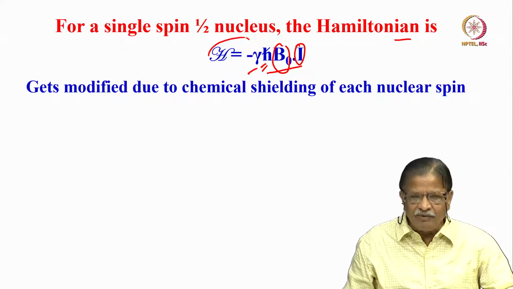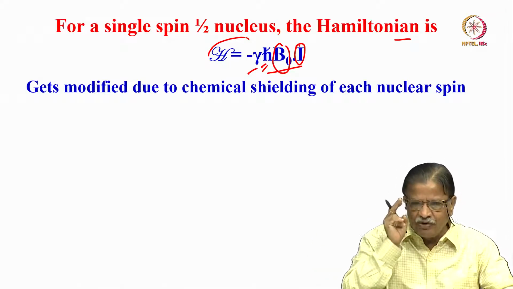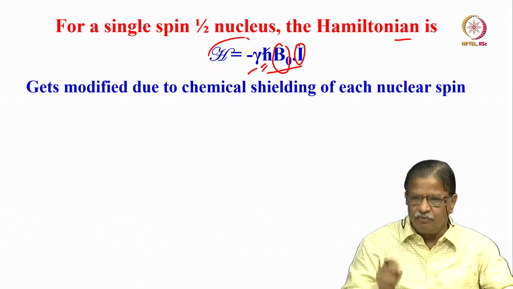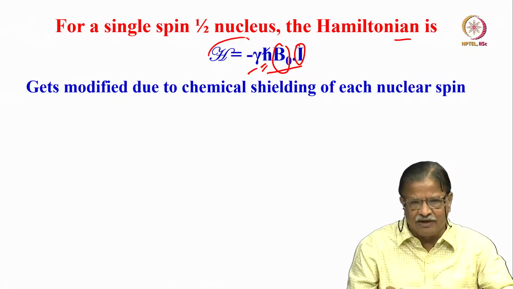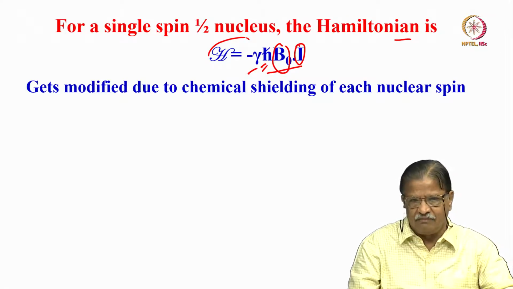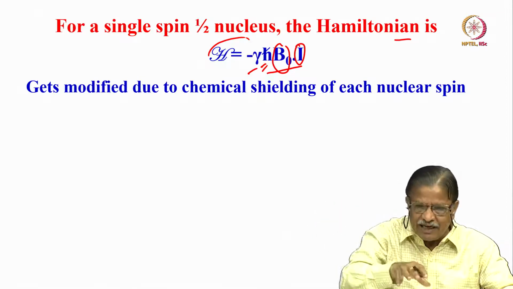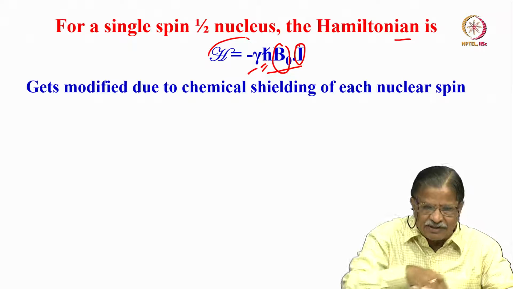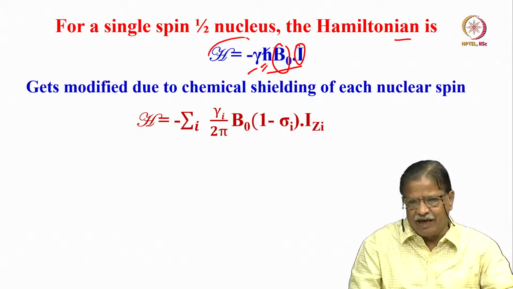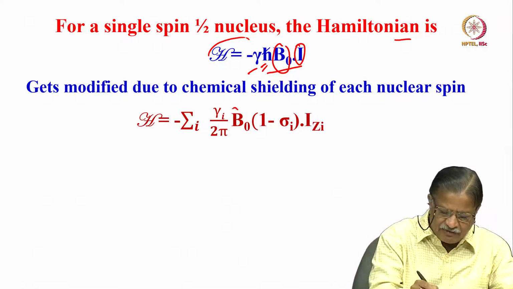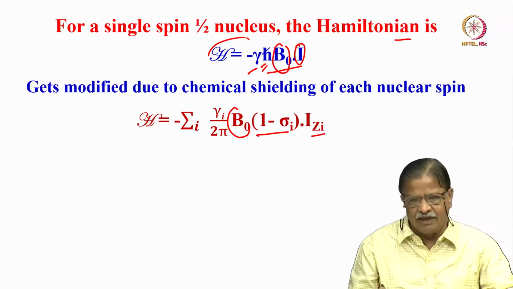Now, what will happen to this Hamiltonian? This gets modified first of all due to chemical shielding. I told you when we discussed chemical shifts, due to the electronic environment surrounding the nucleus, there is a shielding effect. So, the nuclear spins do not see the correct external magnetic field. This gets modified at the site of the nucleus because of the shielding of electrons surrounding it. So, as a consequence, we have to include that in the Hamiltonian first. That Hamiltonian is B naught into 1 minus sigma into Iz, that is what is written.